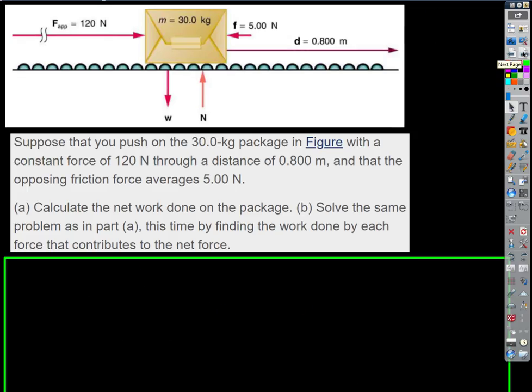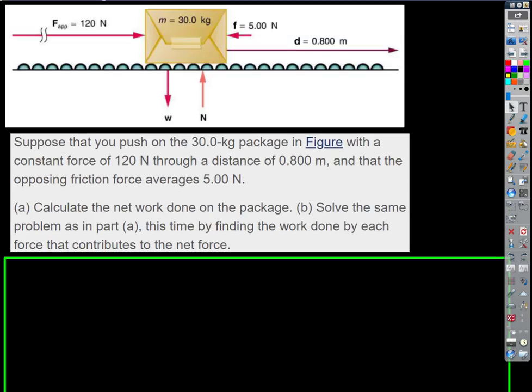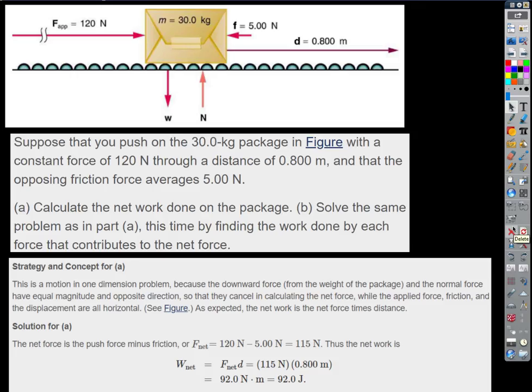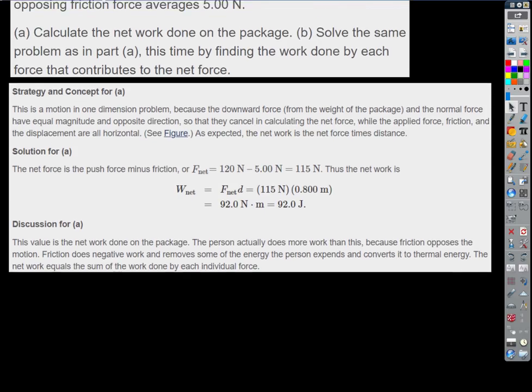Oh, I was going to go through this, but I don't think we need to. This was just going to be a demonstration of how we could calculate the net work in two ways. I'll put these in the notes if you want to look at them. We could use the net force of 115 times 0.8, we get 92 joules. So that's the net work done.